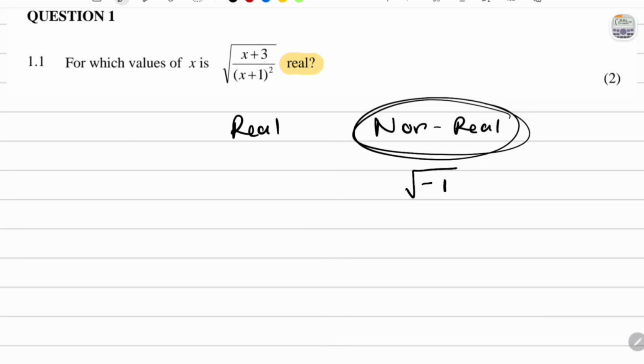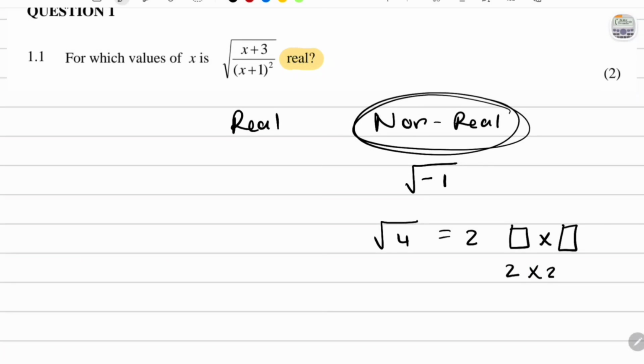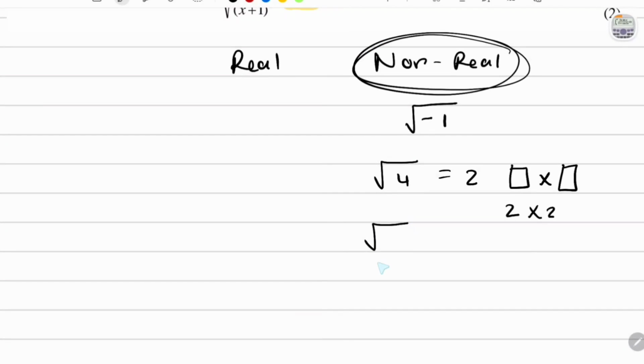And the reason why it's a non-real number is because, just think about it like this. When you square root a number, for example, the square root of 4 is equal to 2. You're really just asking yourself, what do I multiply by itself twice that would give me 4? And that would be 2, right? So we know the square root of 4 is 2 because 2 times 2 is 4. And if I ask myself, what is the square root of, for example, 9? That would be 3 because 3 times 3 gives us 9.